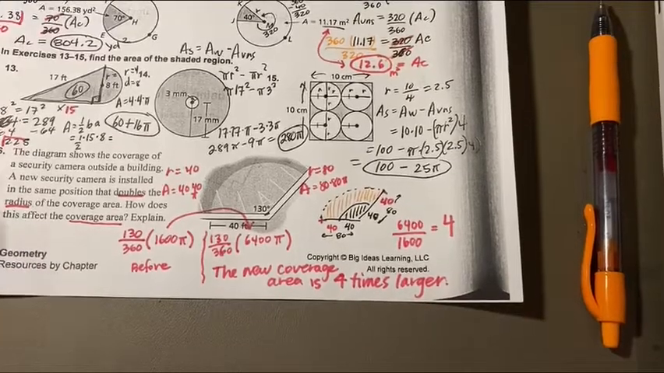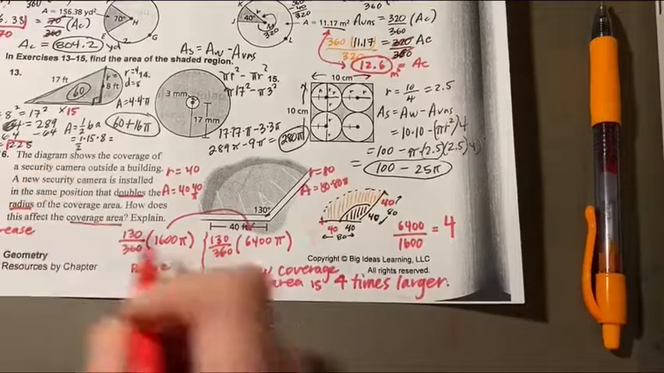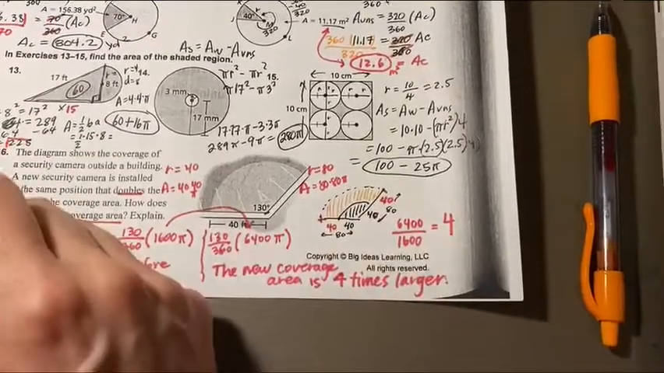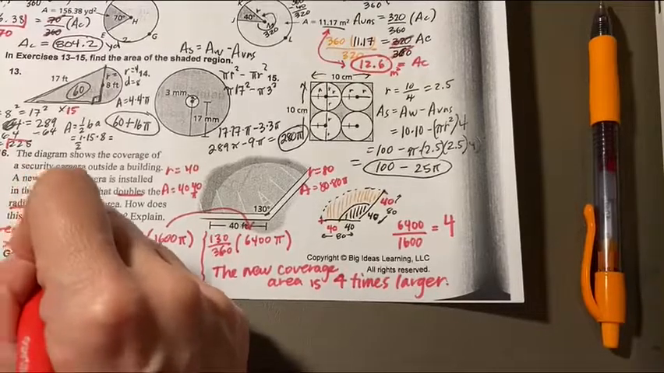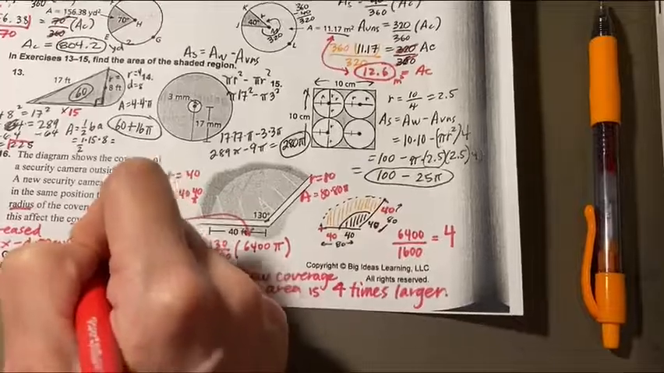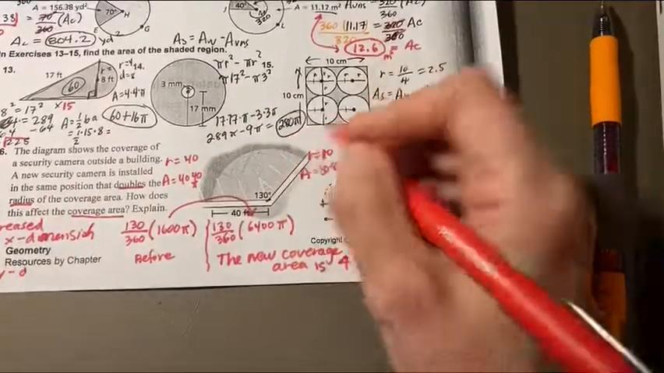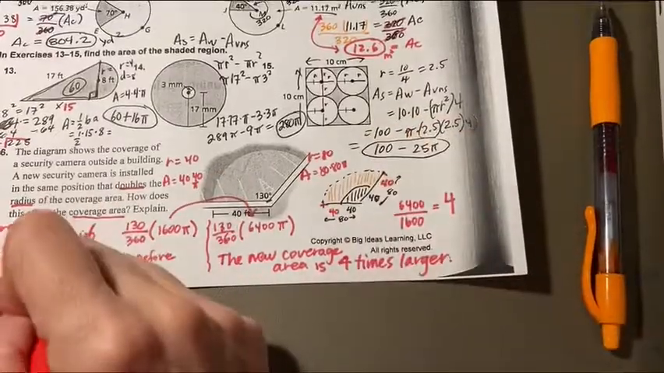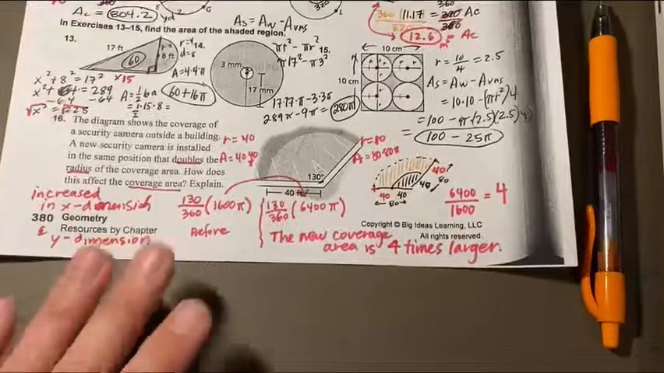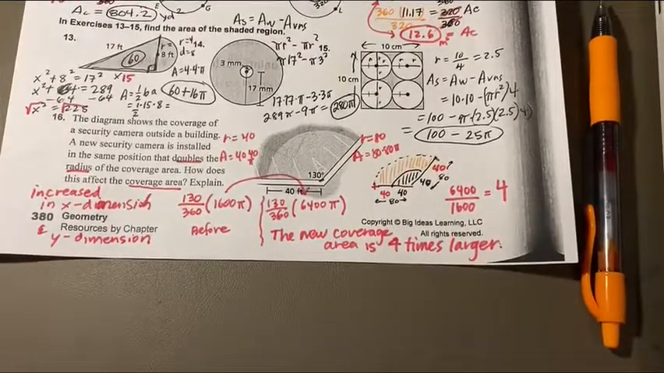But think of it this way. You increased the radius in the x dimension, right? And in the y dimension. So both in the x and in the y. So when you double a radius, it actually quadruples the area. Pretty cool. Thanks for joining us, guys.